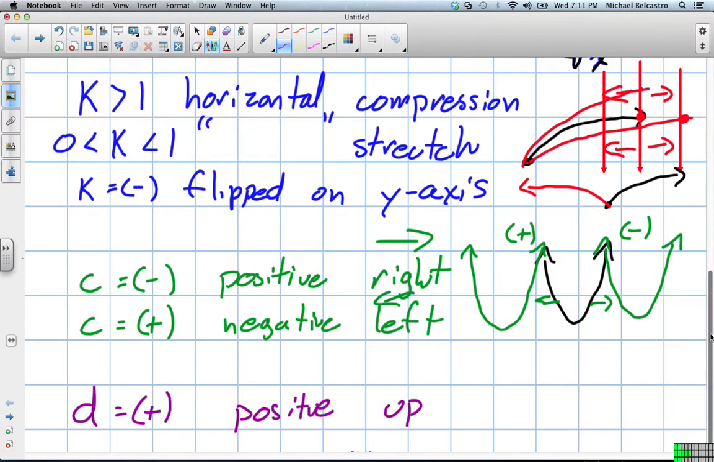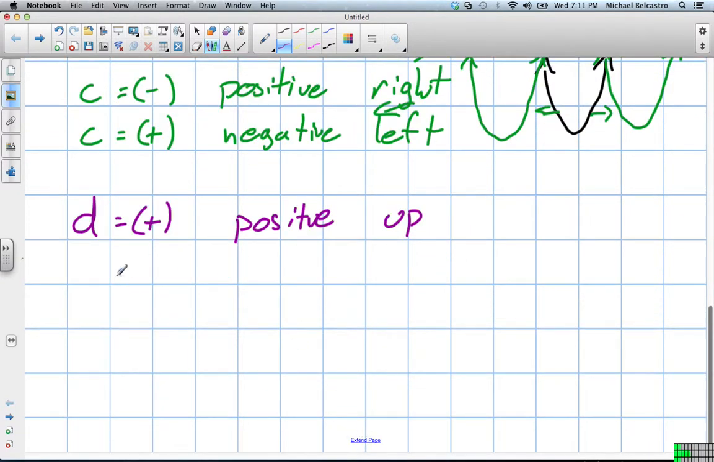And if D is a negative term, we go in a negative direction. Would it still be turned up, or would it have to go down? It would still be facing the same way. The only times the facing changes is flips. So that's only when A or K are negative. These terms just deal with moving the whole thing left and right and moving the whole thing up and down.